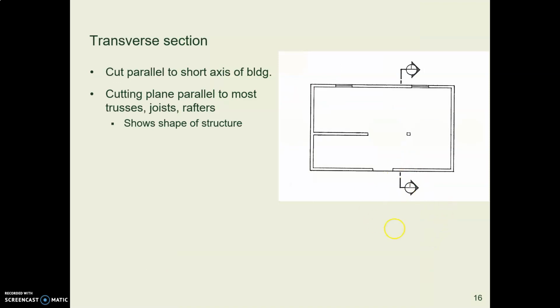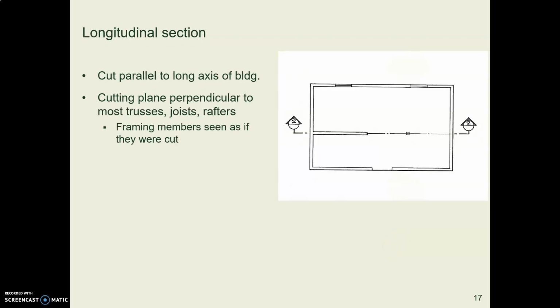You show this arrow on your floor plan, and if you've cut crosswise, you might be able to see things like the shape of the rafters or the shape of the trusses. If you cut lengthwise, you see other things.